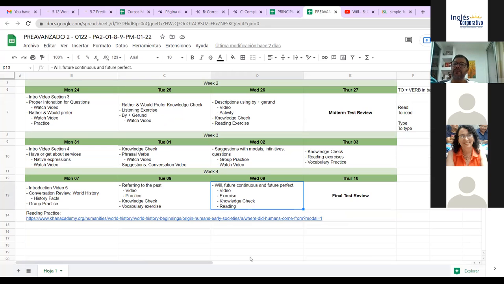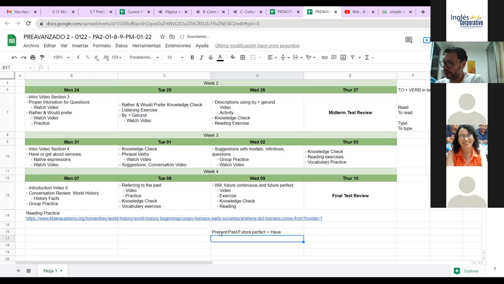When we're talking about perfect tenses, you already know that we use the auxiliary verb have, right? Whether it is the future perfect, the past perfect, or the present perfect, we always use have when we're talking about perfect tenses. So it can be present, past, or future perfect. We always use the auxiliary verb have. So we can say I have, and we can also use it for, in this case, future continuous.